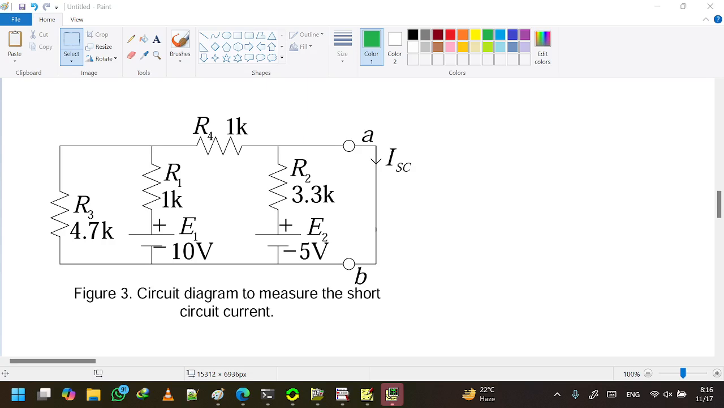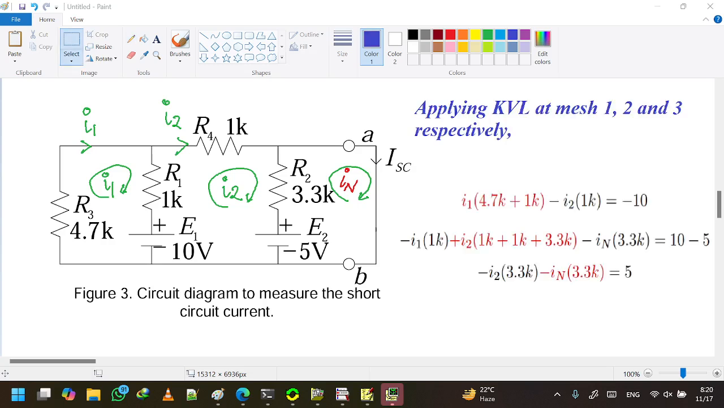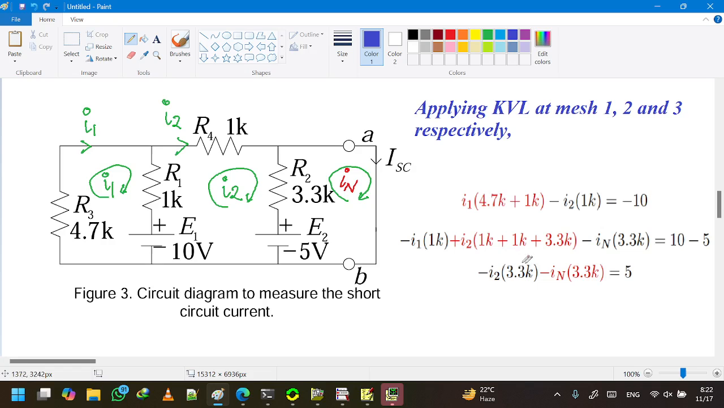We shall do the same for the third circuit. We assume that the mesh currents for the first, second, and third meshes are I1, I2, and I3. Applying KVL for mesh 1, 2, and 3 respectively, we get these three equations. Solving this set of equations will give us IN, or the short circuit current. Sorry, I made a mistake earlier. This should have been plus.